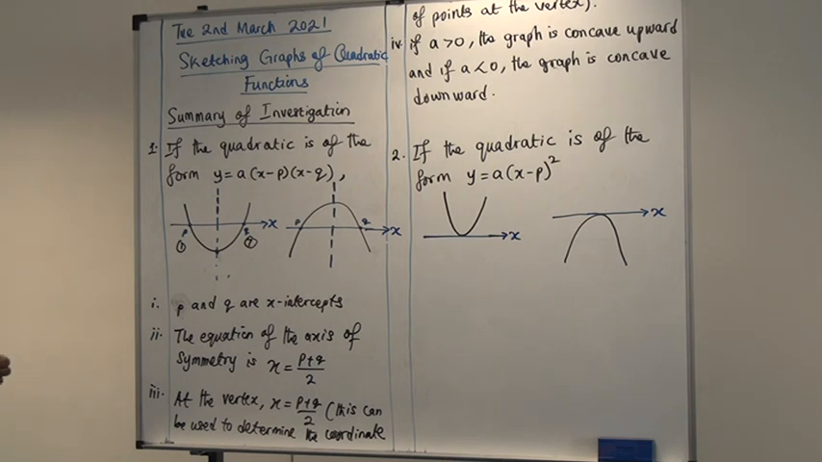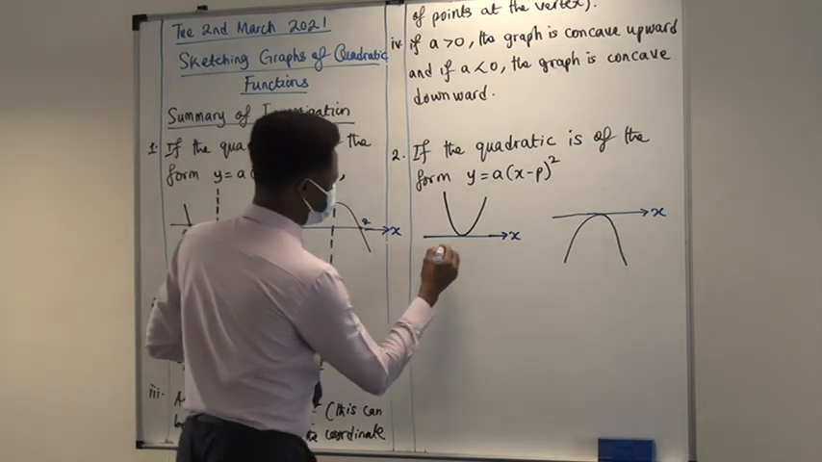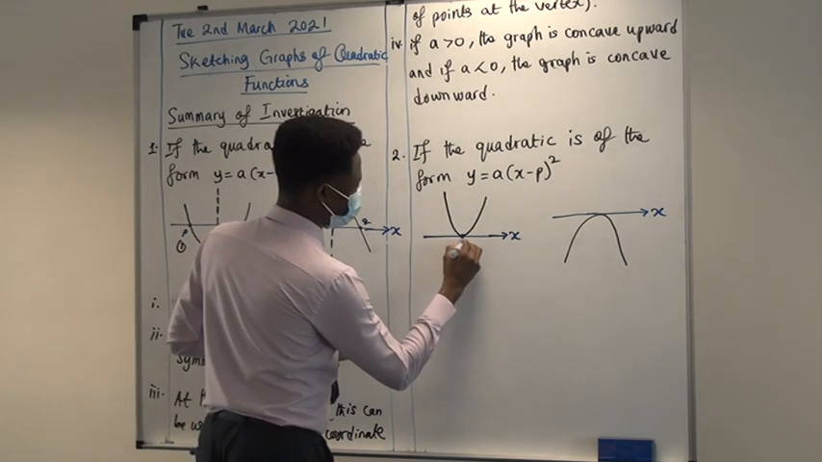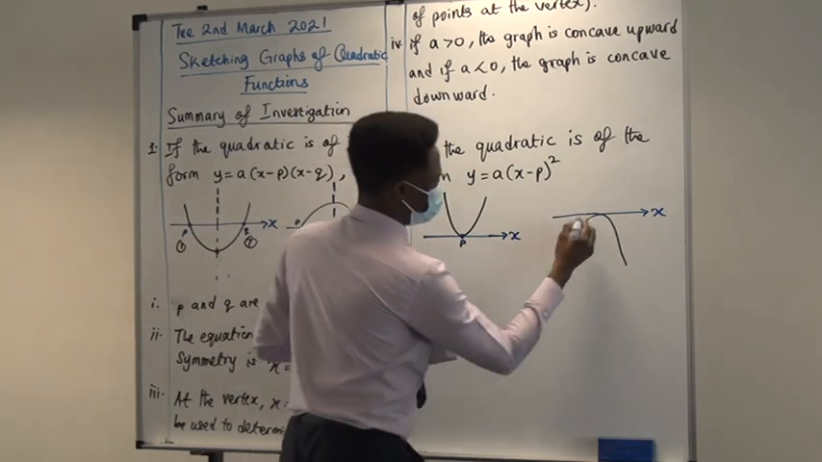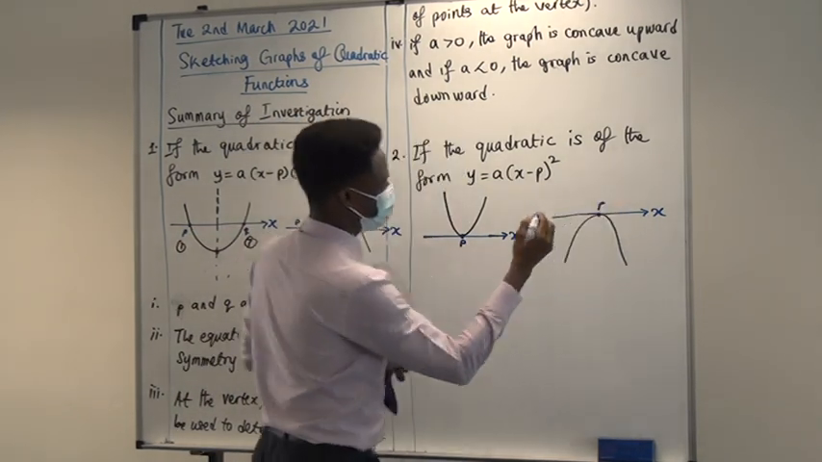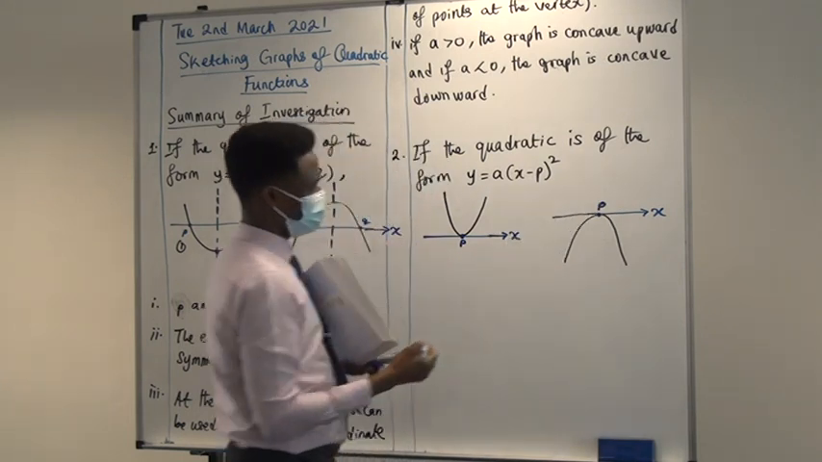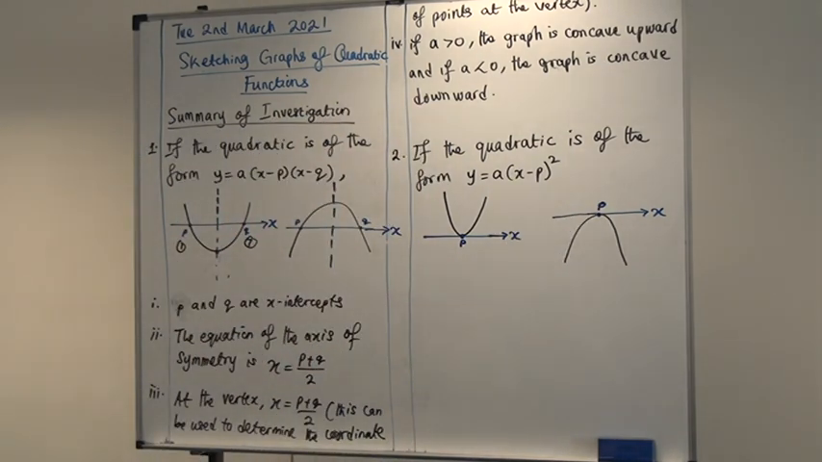Now, from your investigation, we know that this is P. It touches at P. P is that X-intercept. So, X-intercept is P. What about the equation of the axis of symmetry, anyone? It's the intercept. X equals P. It's going to pass through the same X equal to P, isn't it?